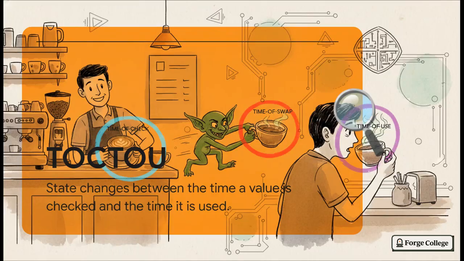TOCTOU. It stands for time of check, time of use. To make this super relatable, imagine you're at your favorite cafe. You order this beautiful, perfectly brewed latte. The barista sets it down on the counter. Bam, that's your time of check.